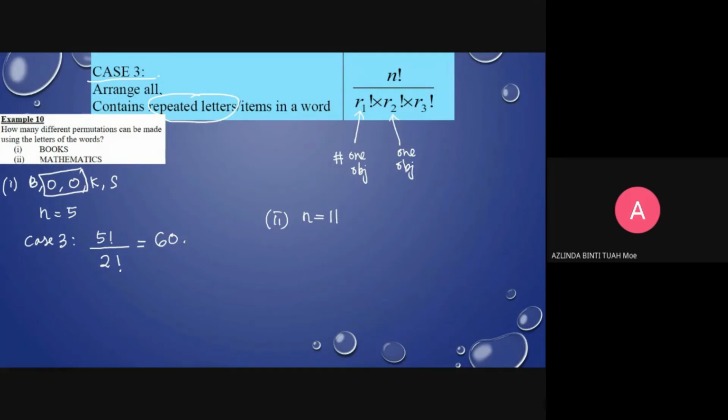Kalau dekat sini kita boleh nampak M ada keluar 2 kali. Apalagi yang berulang? A keluar 2 kali. T pun keluar 2 kali. So nanti R1 ni adalah M, R2 adalah A, R3 equals to T. Bilangan dia tu akan jadi factorial. So according to the formula of case 3, it's going to be 11 factorial divided by 2 factorial times 2 factorial times 2 factorial.